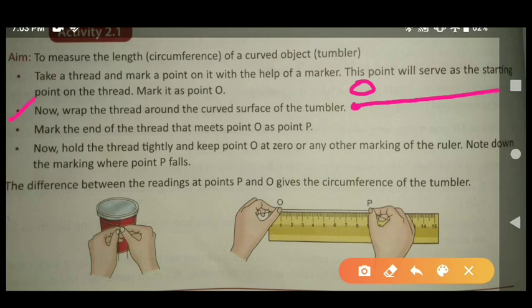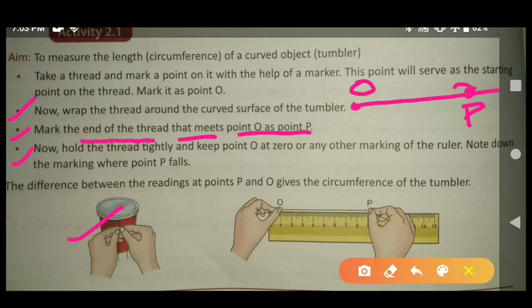In the second step, wrap the thread around the tumbler. Next, mark the end of the thread that meets point O as point P. So mark the end point of the thread as point P.